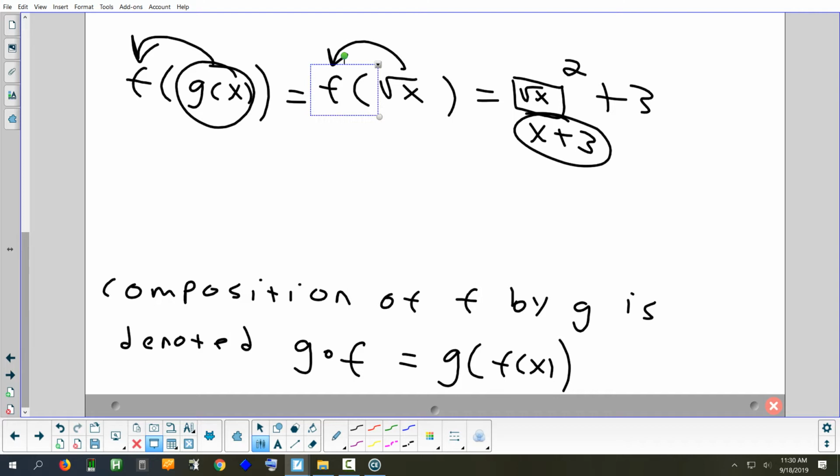Another notation you might see in the book, I don't use this as much, but if you see a letter, a small circle, and then another letter, that means this. I usually do it this way. But it means the same thing.